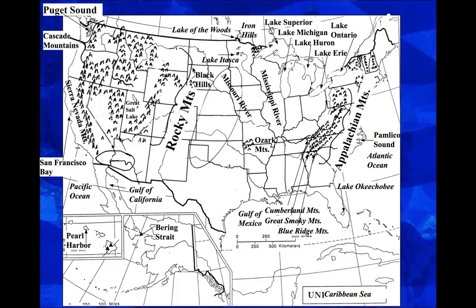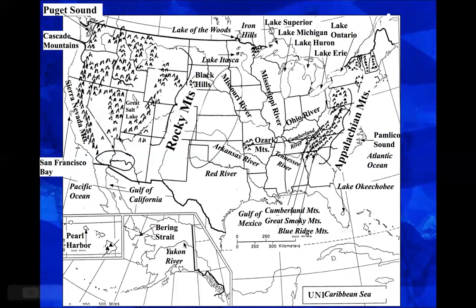The Missouri River is this river right here. The Arkansas River is this river. The Red River is this river right here. The Ohio River is this river right here. The Cumberland is this river right here. The Tennessee is this river right here.